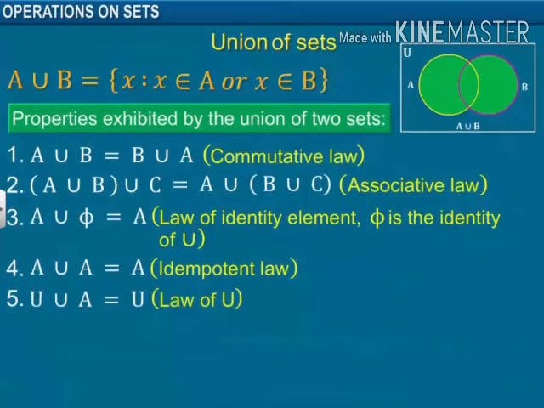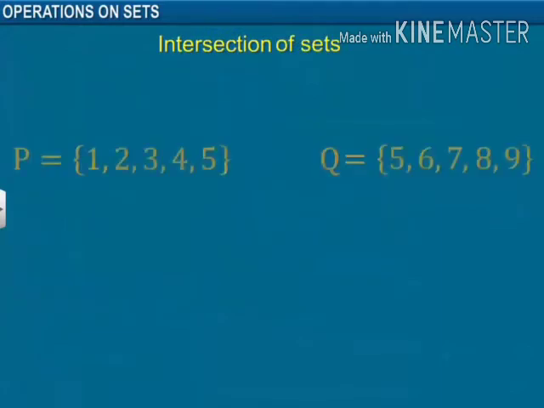Let's discuss the intersection of sets. Let's consider the same sets P and Q, which we saw before. If we consider the set of common elements of sets P and Q, then we can say that the set is formed by P intersection Q. In sets P and Q, the common element is 5. Therefore, the intersection of sets P and Q is {5}.